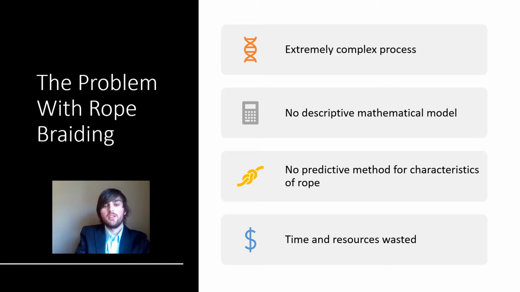Because of this, there's no predictive method for characteristics of rope, which means that there's no way to determine, based on the capstan speed and the speed of the braiding mechanism, exactly what characteristics of rope you're going to get. Some characteristics of rope include the amount of stretch in the rope, the thickness of the rope, and the tightness of the braid. As a result of there being no predictive method, manufacturers can waste time and resources when they don't get the right rope on the first try.